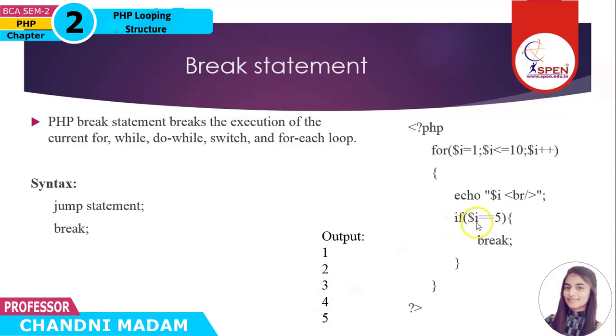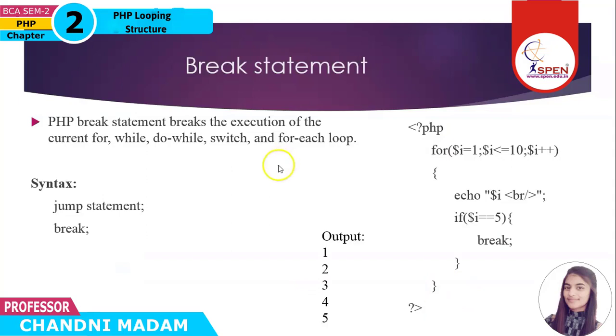Now check if 5 equal to 5. Yes, the condition is true, so it goes inside. Now here we have used the break statement. When the break statement comes, it breaks the loop and goes out of the loop. So here your loop is terminated. So your output is 1, 2, 3, 4 and 5. So the break statement jumps out of the loop. When break comes, it skips the rest of the loop and the code after the loop is executed.